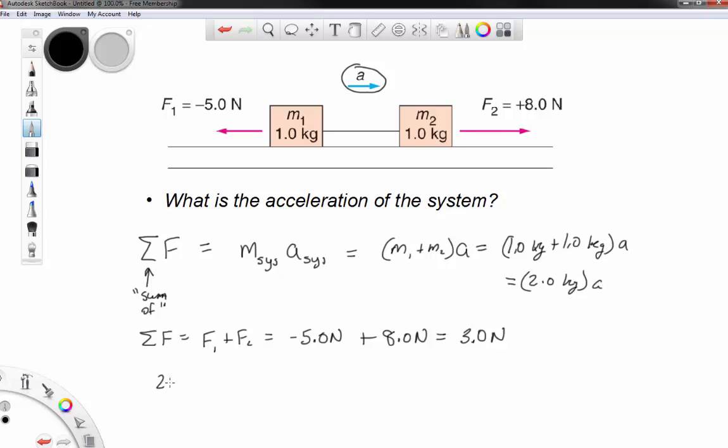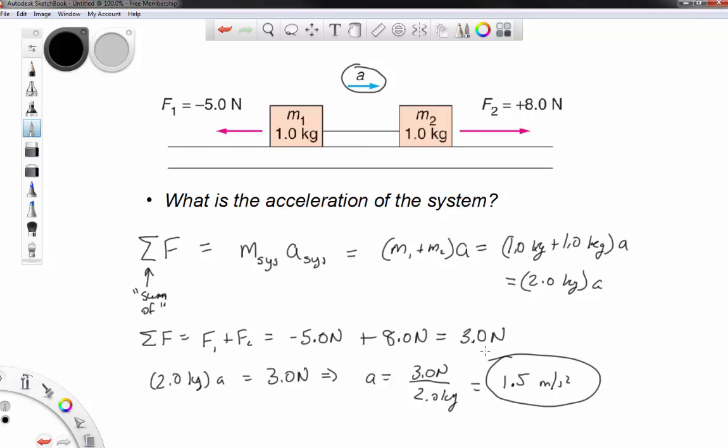All right, so we can set 2.0 kilograms times the acceleration equal to 3.0 newtons. And that means that the acceleration should be 3.0 newtons divided by 2.0 kilograms. And so 3 divided by 2 is 1.5. So this should be 1.5 meters per second squared. So now we have the answer for what is the acceleration of this system. It is 1.5 meters per second squared.